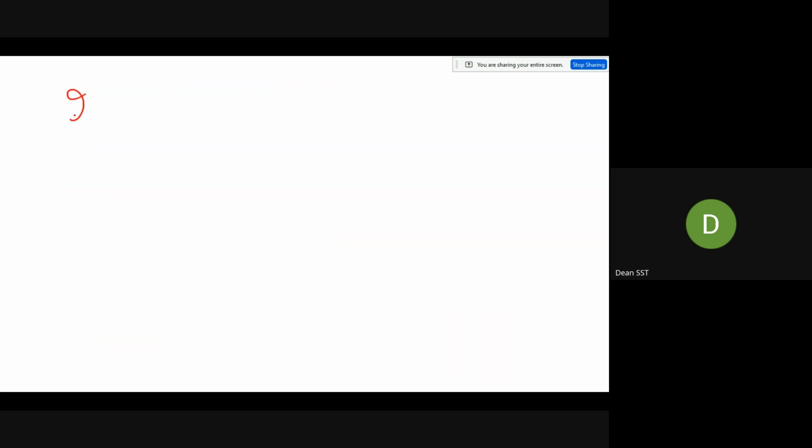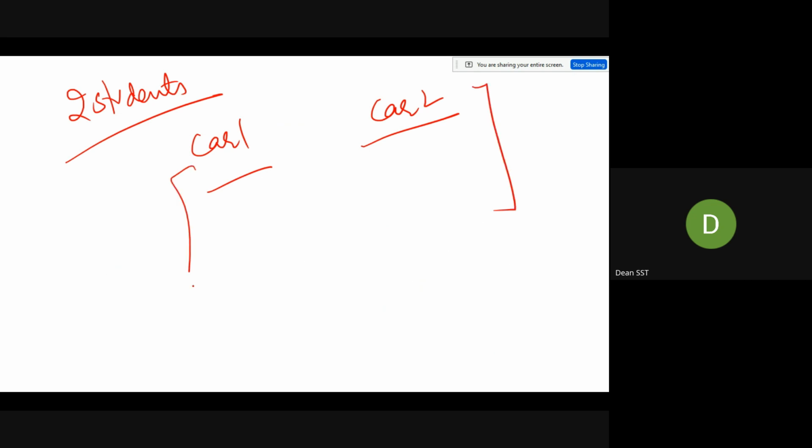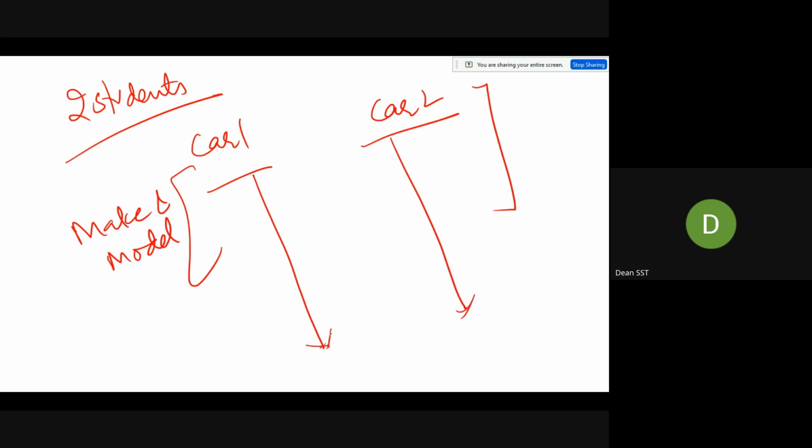Suppose two students have cars, car 1 and car 2. Same type, same make and model, same company, with the same specification. These cars travel the same type of route, an equal distance of 10 kilometers each. Car 1 is driven by Ram and car 2 by Shyam.